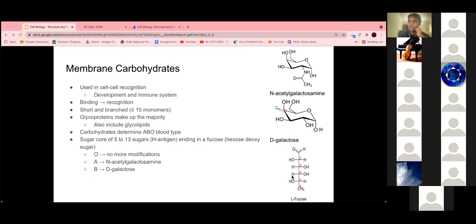The structure right here is just for L-fucose, which is the base sugar and is in the O blood type.